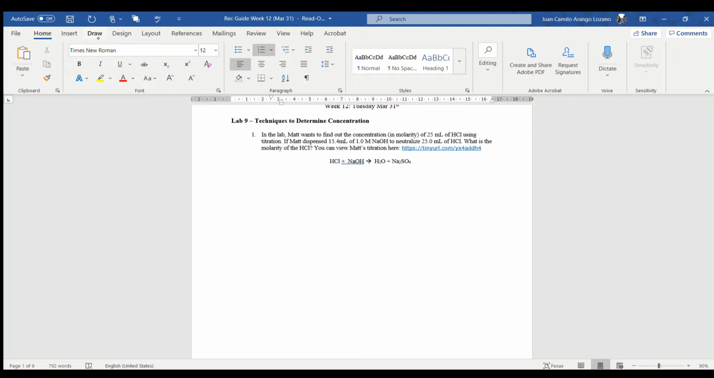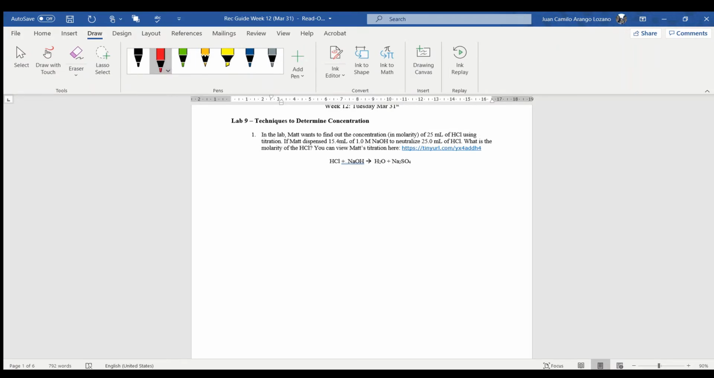Okay, so starting to tackle this question, let's first of all visualize what's going on. So this is my burette, and this is being loaded with a solution of sodium hydroxide, 1 molar, and I had to dispense 15.4 milliliters of that solution.